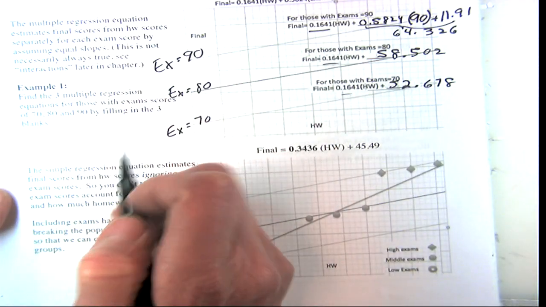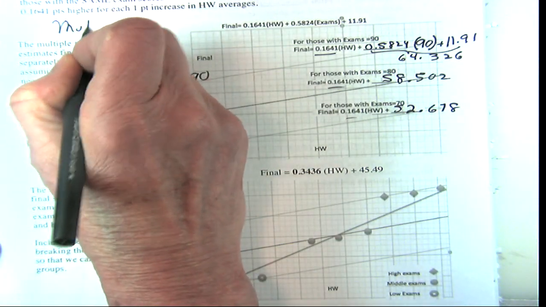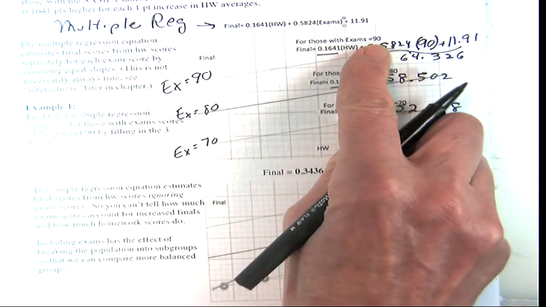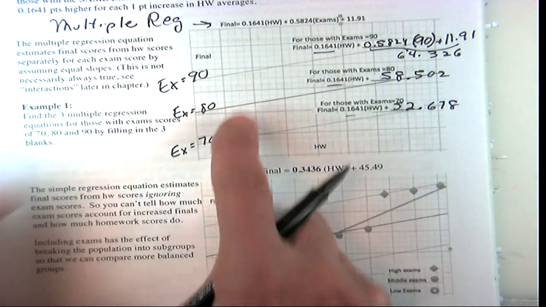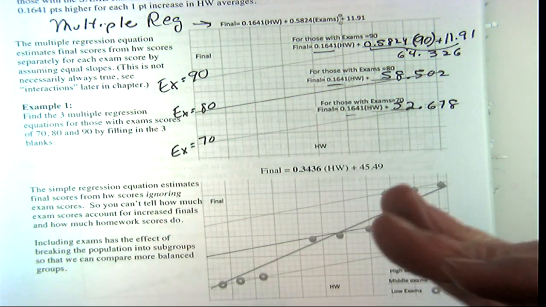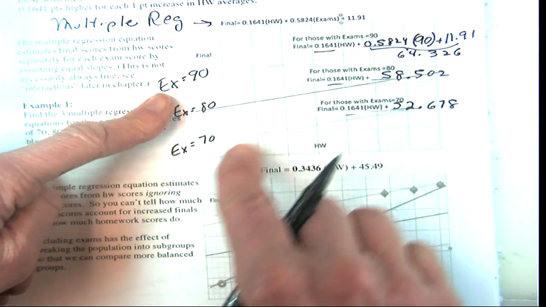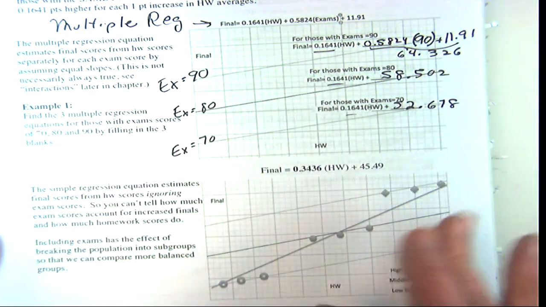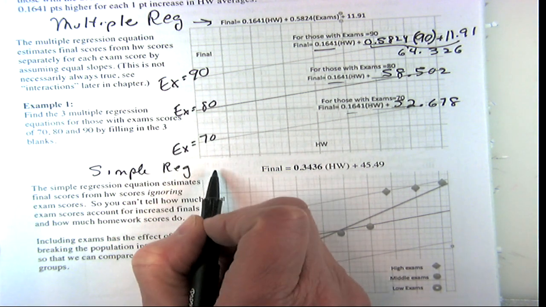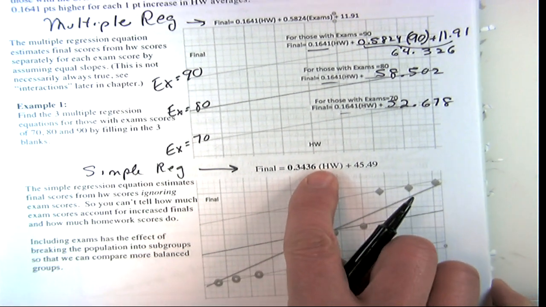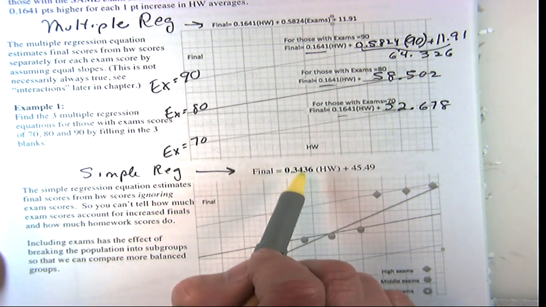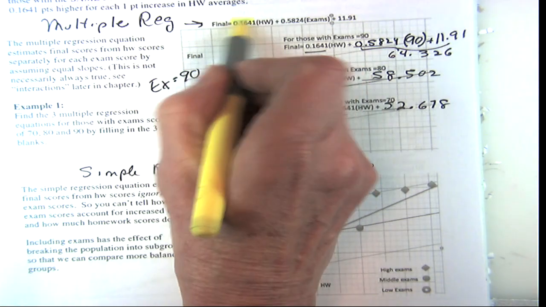So this is the multiple regression equation, and it stratifies. Right here, that's the multiple regression equation, and it allows you to stratify so you can compare people with the same exam scores. How much does the homework help them to improve on the final? Whereas the simple regression, and here's our simple regression equation, if you recall, has a bigger slope. This slope for homework is bigger than in the multiple.